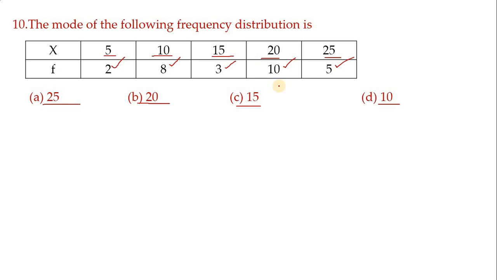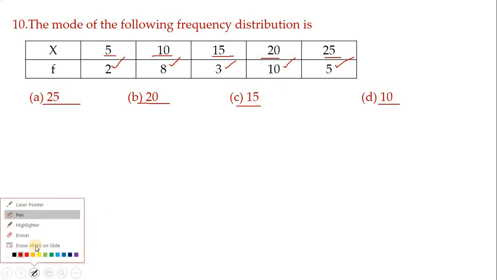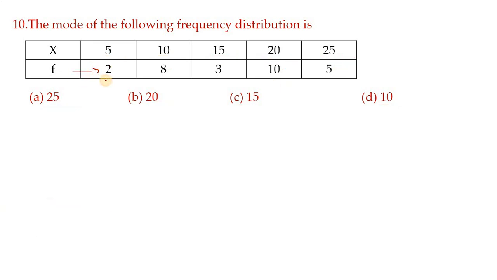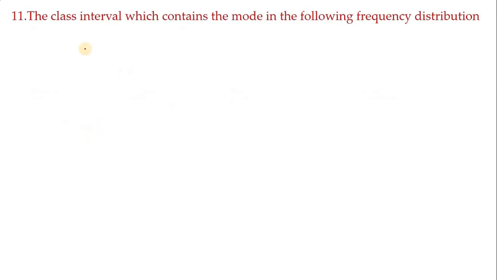Now look at which score is repeated the maximum number of times. It means you want to look at the frequency column, children. So 2, 8, 3, 10. See, 20 repeated 10 times. 25 repeated 5 times. Hence 20 is the mode. So that is option B. So move on to the next one, children.